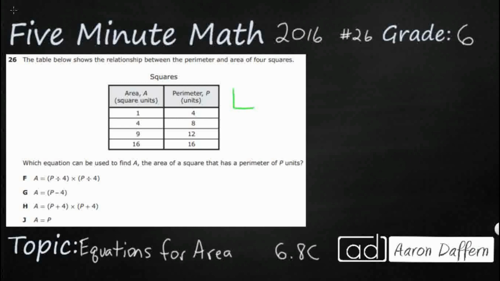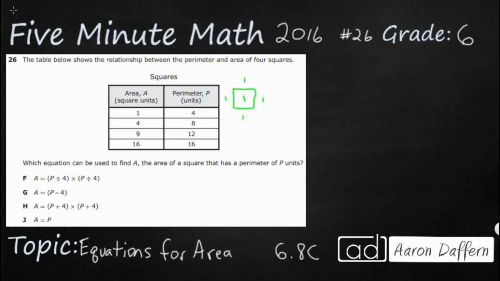Obviously, since we're squares, we know that they all have the same lengths. So we have an area of 1, so there's one little square on the inside. We have a perimeter of 4, and that makes sense because there's just an area of 1 on the inside. So the perimeter is going to be 4 times the area in that case.